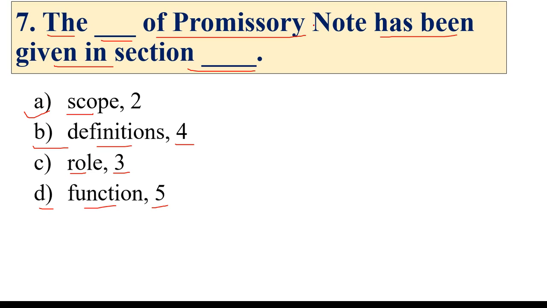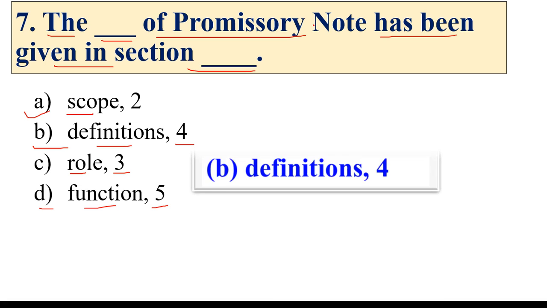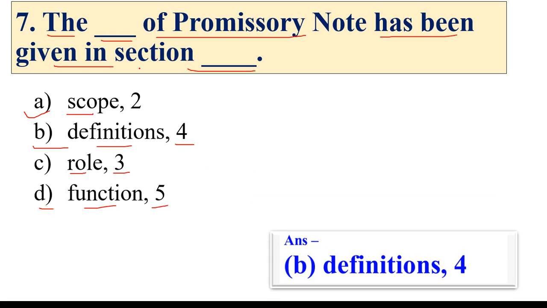What is given in the section? Whatever will be the section of the promissory note. So the correct answer is definition. The definition of promissory note has been given in section 4. Okay, so the definition is given in section 4 of the Negotiable Instruments Act 1881. So B is the correct answer.